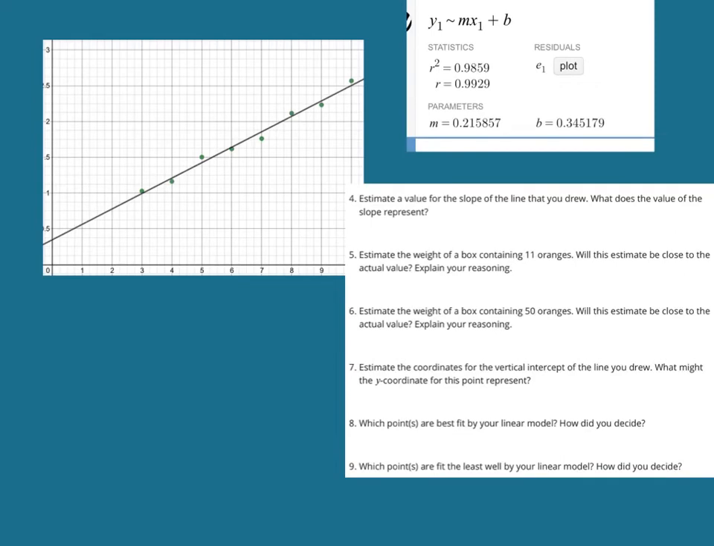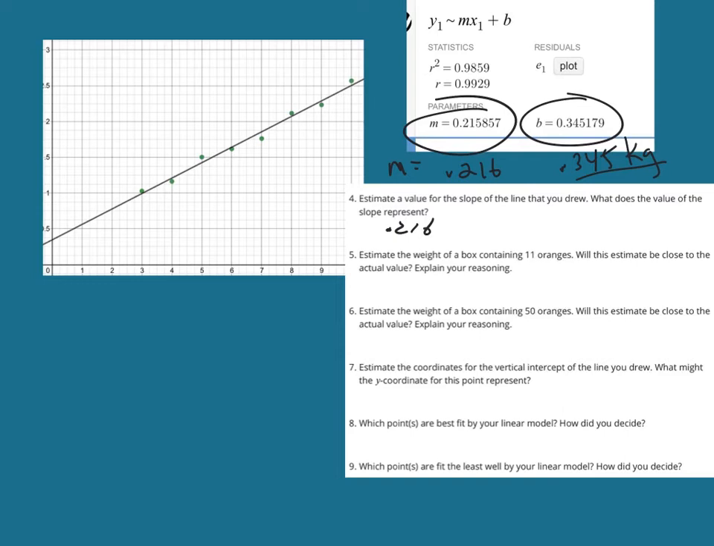So let's proceed with answering some questions. So we know that this is our slope. We know that this is our y-intercept. So for slope, let's agree to use 0.216. And for our y-intercept, let's agree to use 0.345. Now remember, this is the weight in kilograms. And then it says to estimate the value of the slope. So let's come down here. So 0.216 is the estimated value of the slope.